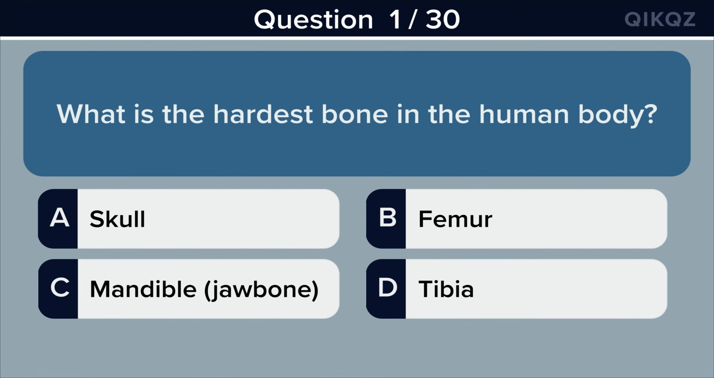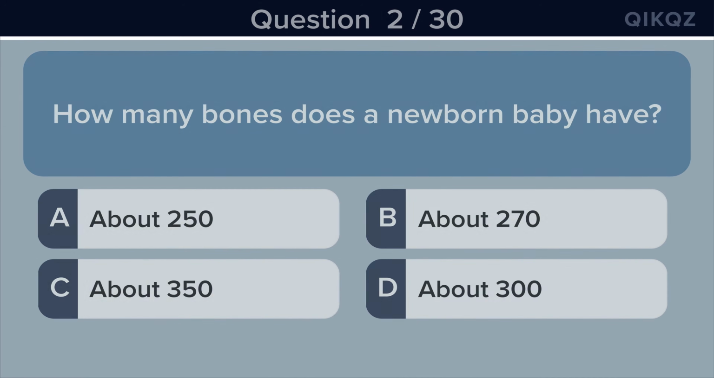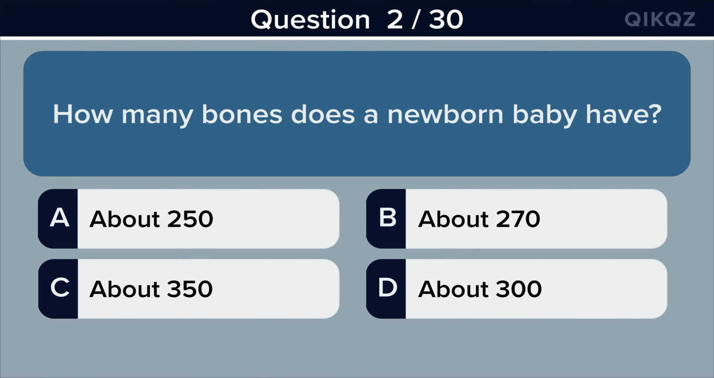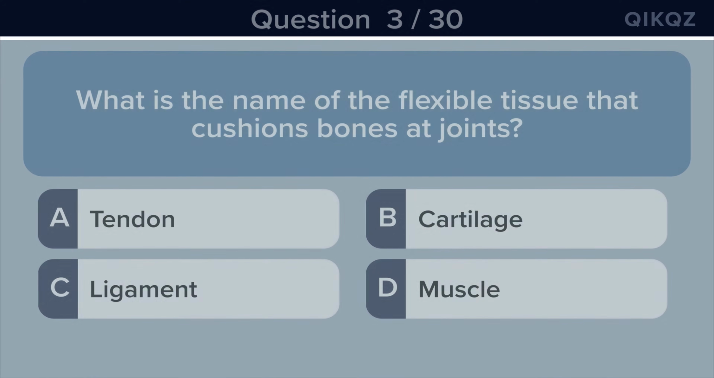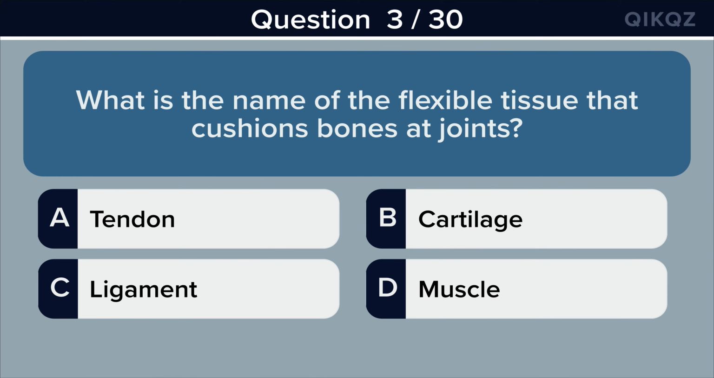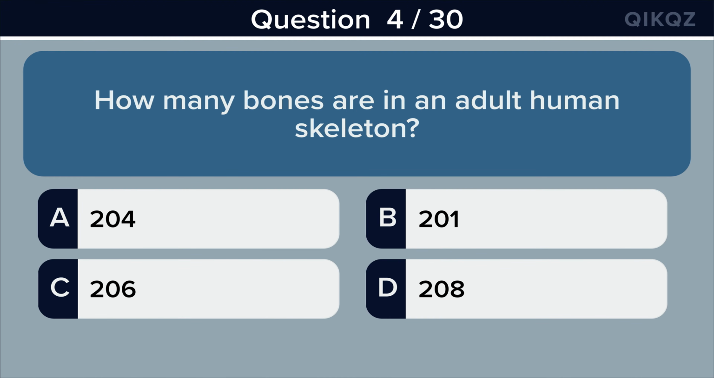What is the hardest bone in the human body? Mandible. How many bones does a newborn baby have? About 300. What is the name of the flexible tissue that cushions bones at joints? Cartilage. How many bones are in an adult human skeleton?